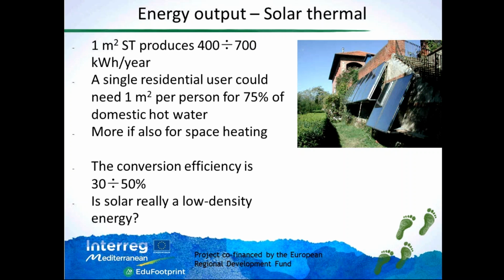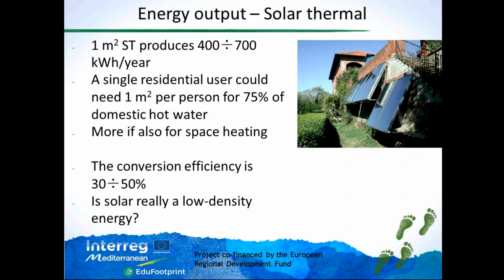What is the conversion efficiency? So how much of the solar radiation coming from the sun can be converted into heat, into hot water basically? In this case, the conversion efficiency is between 30 and 50%, depending on many parameters, for instance, the climate, and also again, the temperature of heat production. So you see that this conversion efficiency is much higher than for photovoltaic.